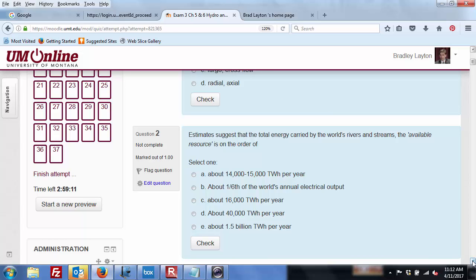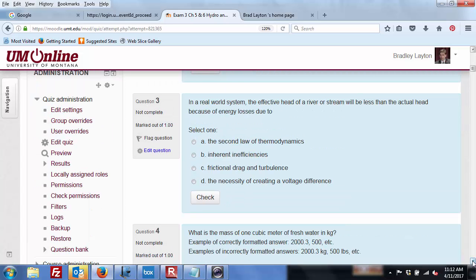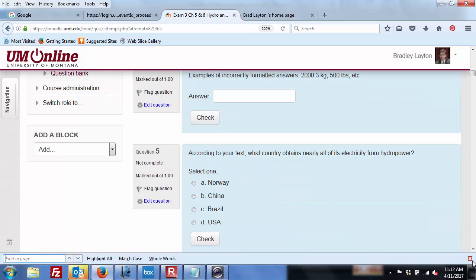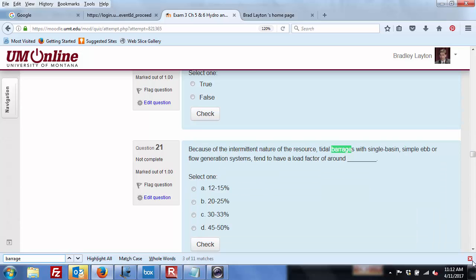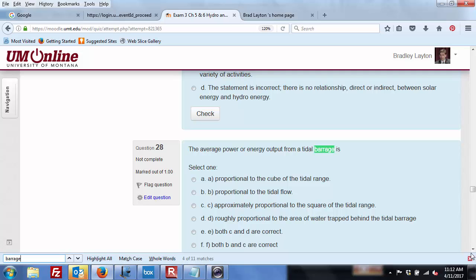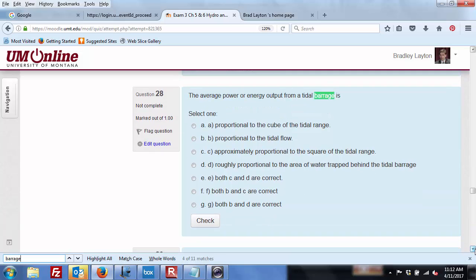C is correct, approximately proportional to the square of the tidal range. I'm assuming there's a second answer then. I'm not sure which one of those it is. All right. Let's just take a look at that. It's not C. Oh, yeah, I remember putting this one together because I labeled them. Unfortunately, they're actually in order where A is A, B is B, C is C, etc. Okay, so proportional to the cube of the tidal range.